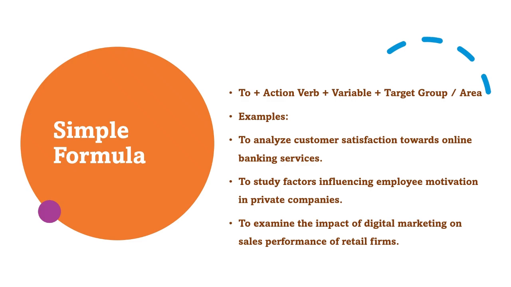Second example, to study factors influencing employee motivation in private companies. So 2 plus action verb is study, variable is factors influencing employee motivation, target area is private companies. Third, to examine the impact of digital marketing on sales performance of retail firms. Action verb is examine, variable is impact of digital marketing, target area is sales performance of retail firms.